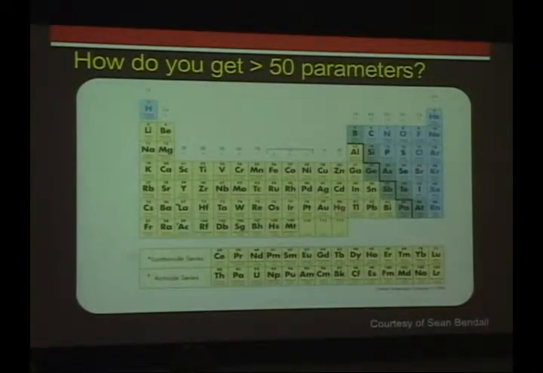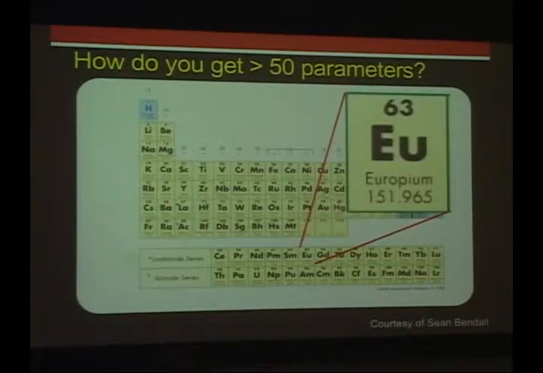So as Sean mentioned, how do you get over 50 parameters? This is theoretical. We're not quite there yet. It's by really taking advantage of the variety of stable isotopes that exist even within elements of the lanthanide series. So as he mentioned, europium is a great example.